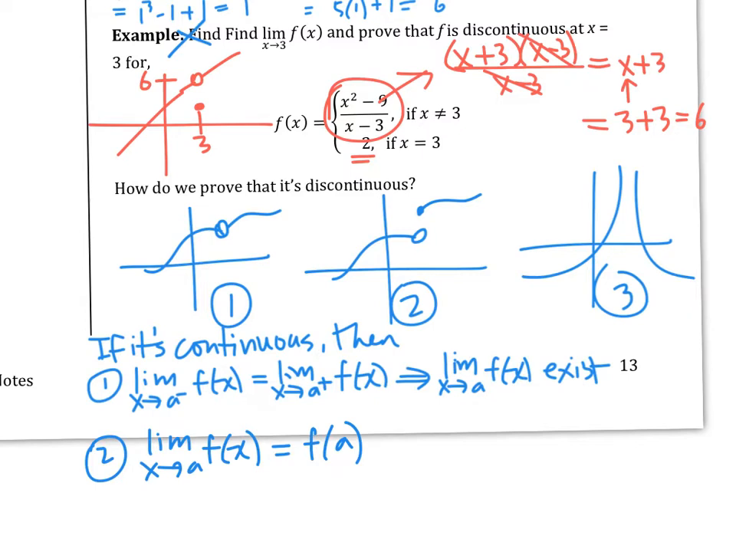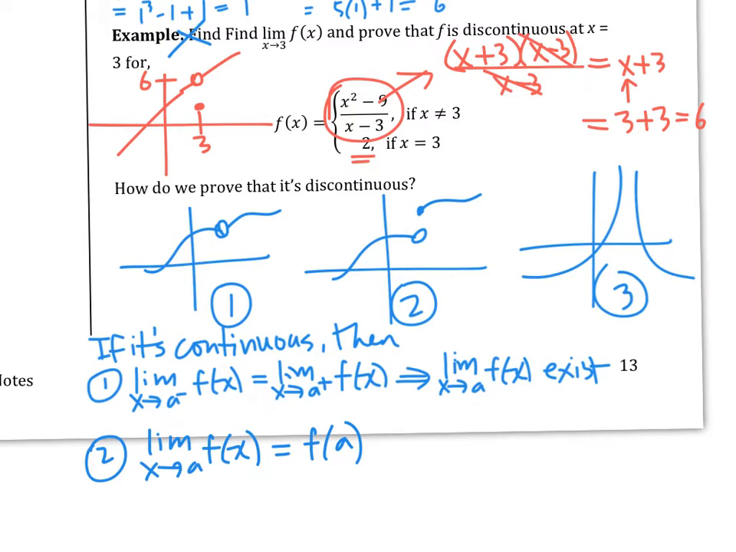Definitely not. There is a hole. So what kind of case is it? 1, 2, or 3? It's definitely 1. It's just that there's an extra point, but it doesn't really matter. It's discontinuous by removable discontinuity anyways. So how do we prove that it's discontinuous?